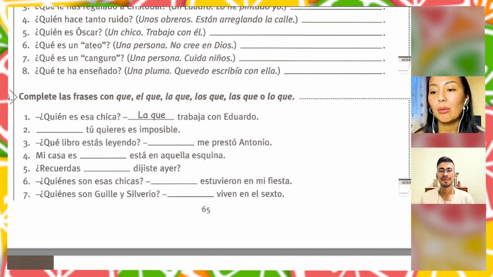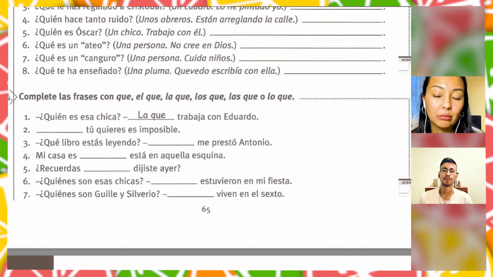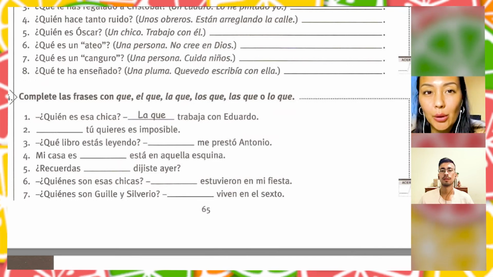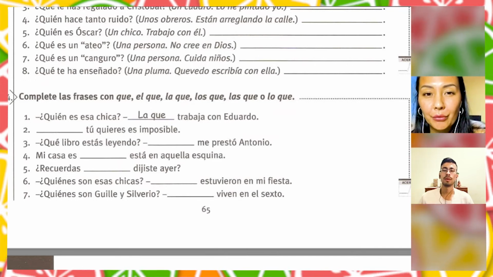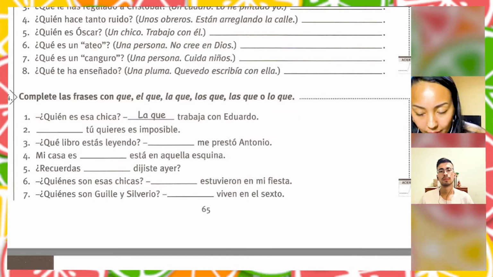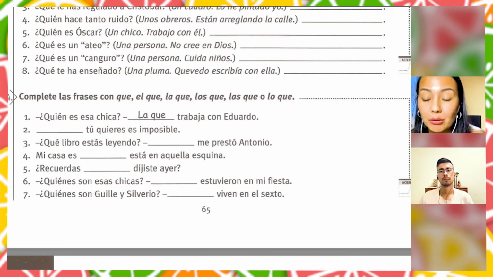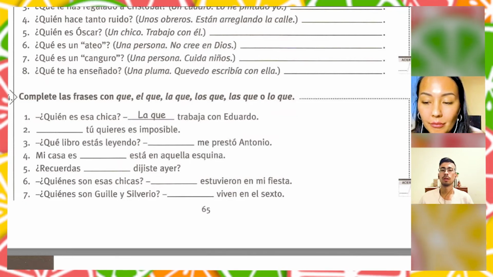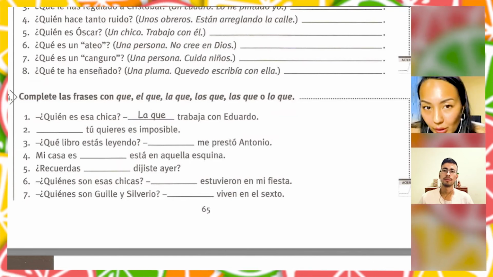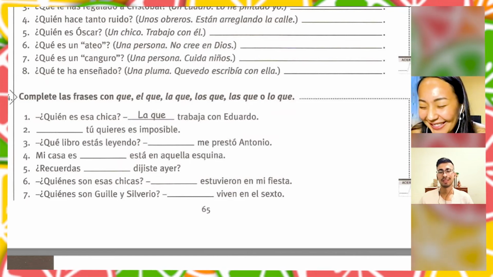Because we are talking about not a noun, we are talking about an action. It's neuter. That's why we use lo. Lo que tú quieres es imposible. So in English, it is like, what you want is impossible. Yeah, but we cannot say what, because it's not what. It is que. Yes. Sorry. Lo que tú quieres, right?